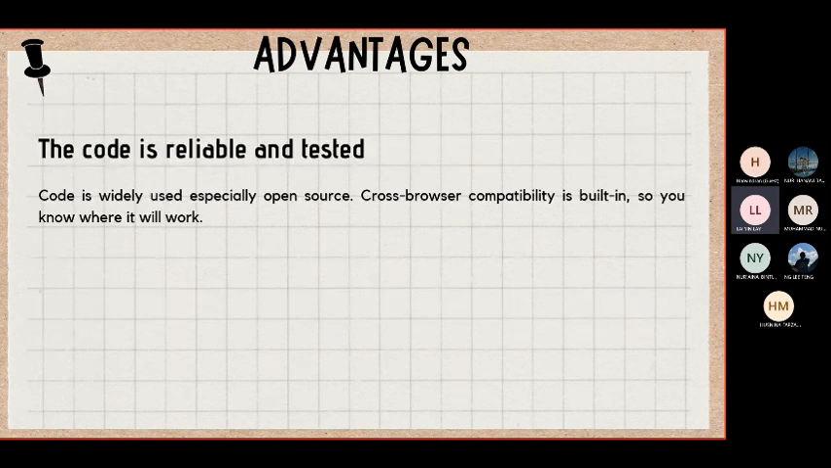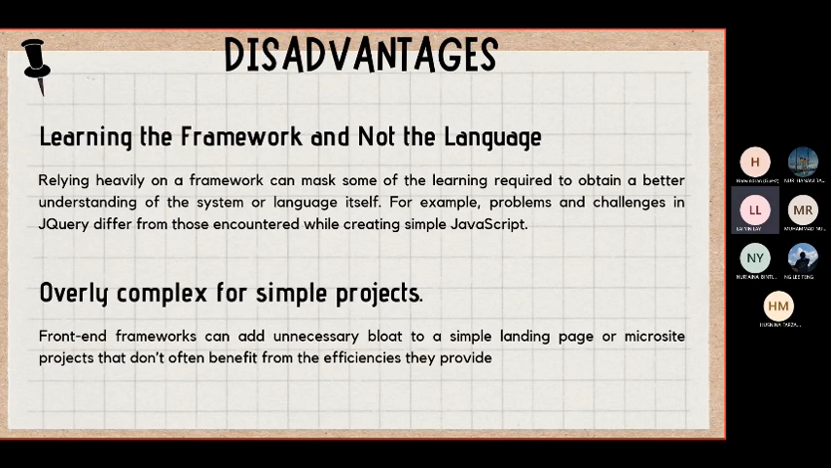And the third is the code is reliable and tested. Code is widely used, especially open source. Cross-browser compatibility is built in, so you know where it will work. And the disadvantage of using a front-end framework is learning the framework and knowing the language.